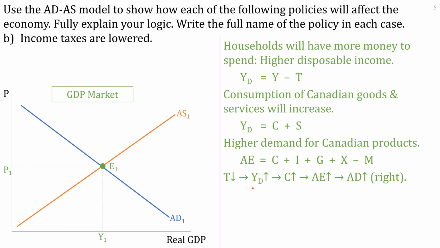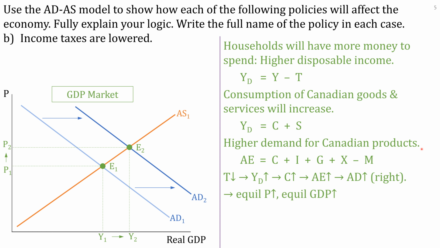Okay, so here is a quick way of explaining this, just with symbols. If there are less taxes to pay, disposable income goes up, consumption goes up, expenditures go up, which leads to increased aggregate demand. And then we can shift the AD curve to the right. We label the new equilibrium, new GDP, new price level, and we conclude that the equilibrium price and equilibrium GDP increased. What is the name of this type of policy? Well, because it's stimulating demand and because it's the government who's implementing the policy, it's expansionary fiscal policy.